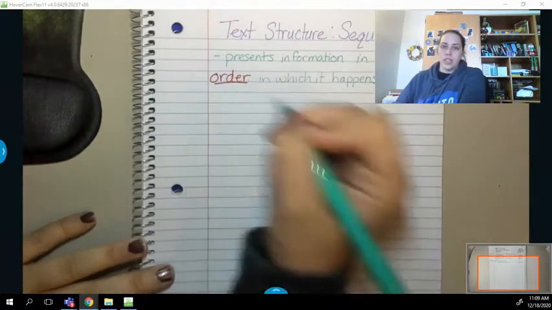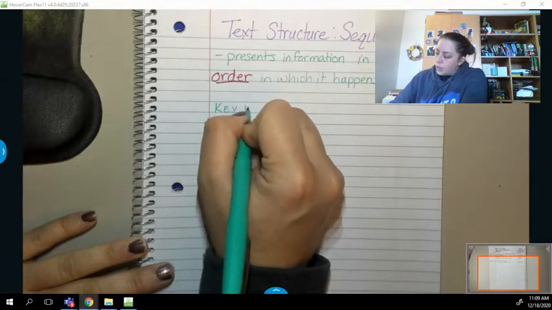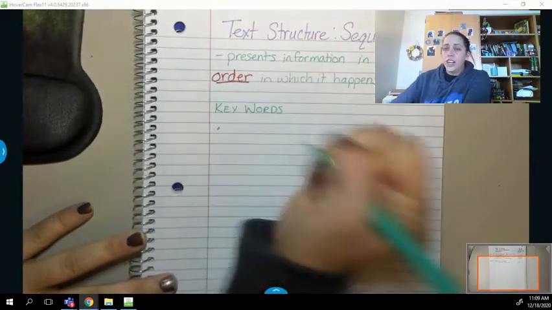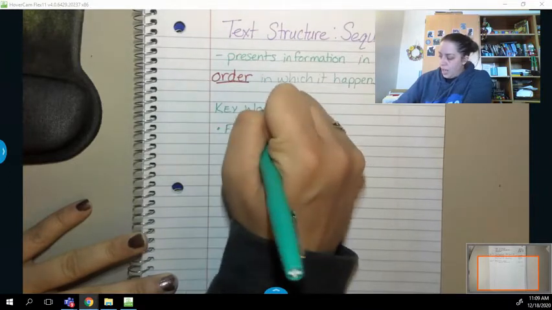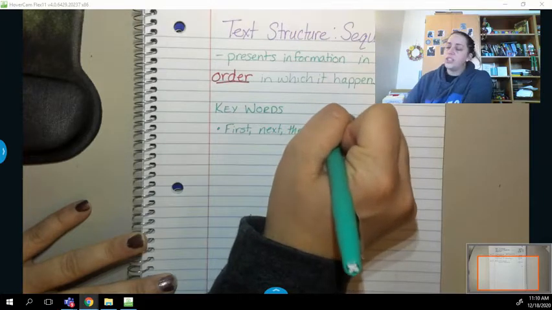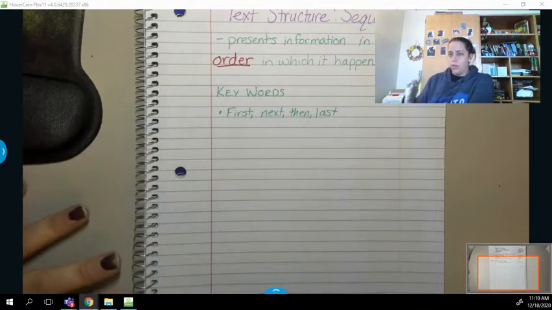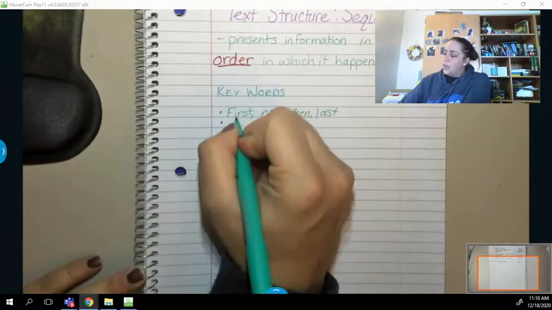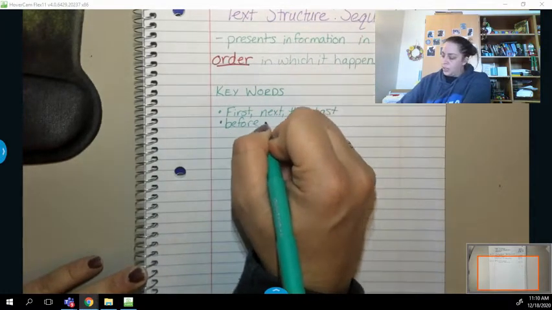When we're talking about our text structure sequential, we do have some specific keywords that you're going to look for. So if you hadn't figured it out yet from my example, first, next, then, last, and you guys use a lot of these when you're writing your informational text. You put it first, next, then, last. This is what happened first. This is what happened after that. You can also find words like before or after.